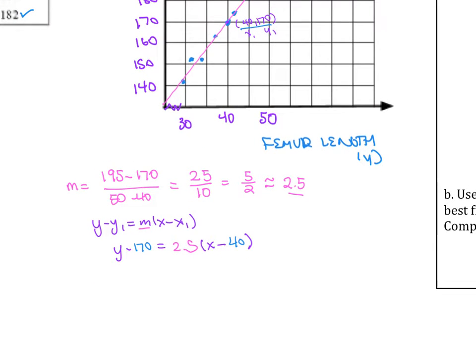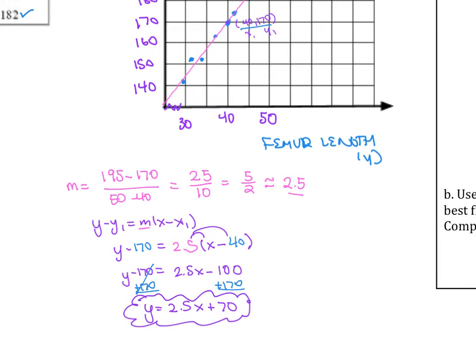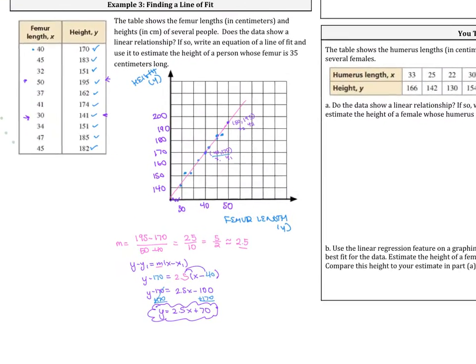Now let's go ahead and write this in slope-intercept form. So then we distribute on the right. So 2.5x. And then 2.5 times negative 40, that is going to be negative 100. Then we're going to add 170 to both sides. So we find the equation is y equals 2.5x plus 70. So here is the equation of the line that we can use.